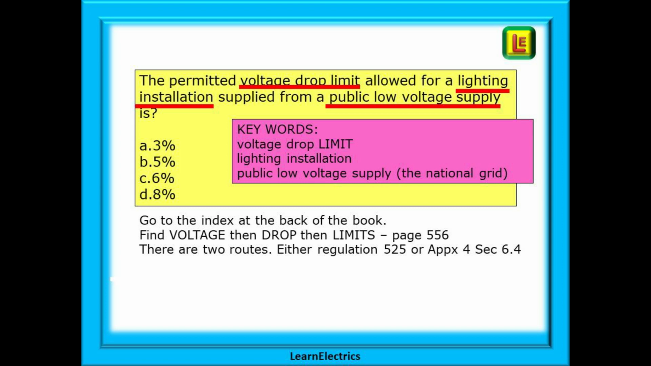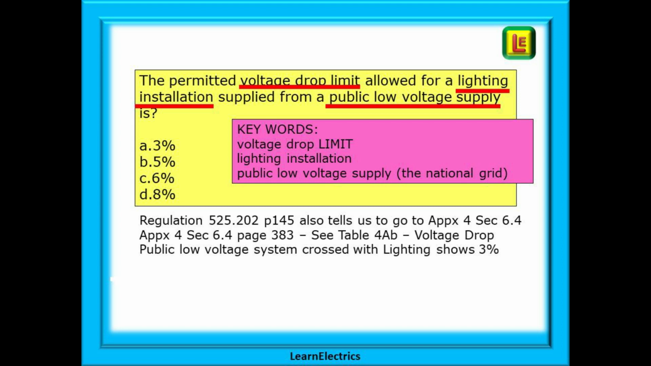The main contents page will not really help with this one. We need to go to the index. So go to the index at the back of the book and find voltage, then drop, then limits on page 556. There are 2 routes to choose from here. It says either regulation 525 or appendix 4 section 6.4.